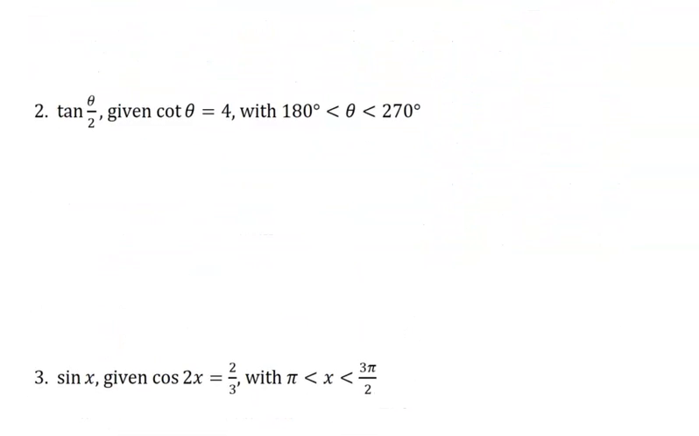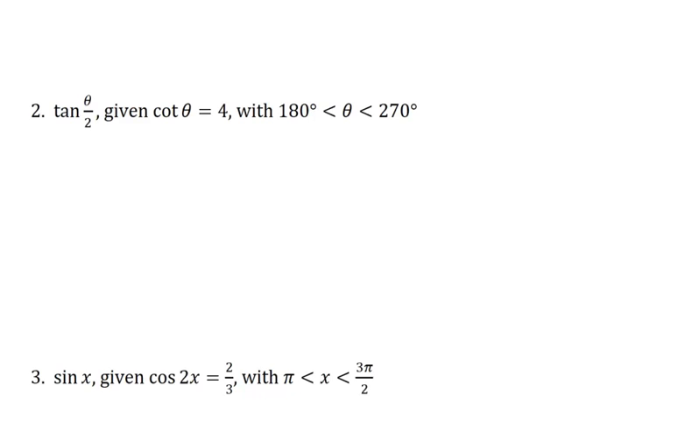Okay, so here we are looking for tangent of theta over 2, given that cotangent of theta is equal to 4, and that theta is between 180 and 270 degrees. So that means that theta is in quadrant 3.